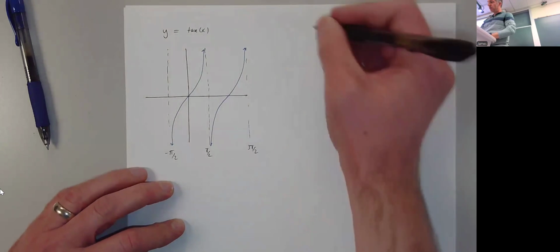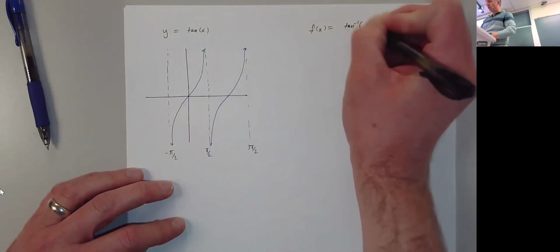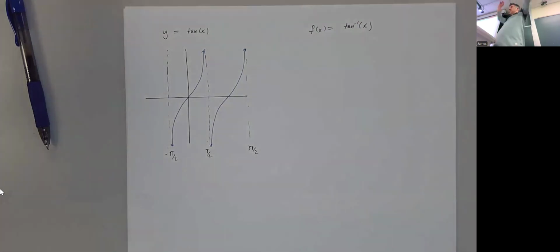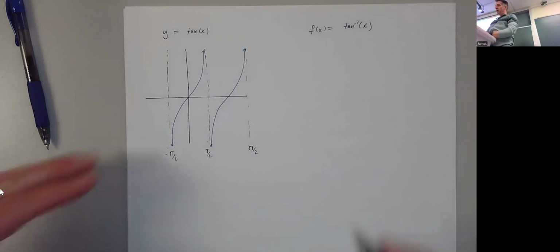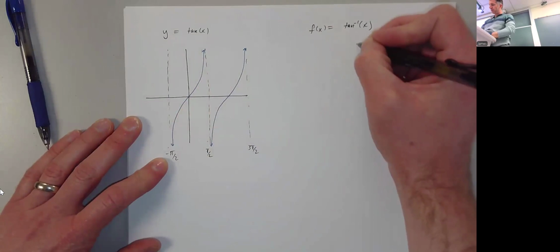To graph the inverse, just like every other time, I'm going to take one domain that is 1 to 1. Now, there's lots of choices we could make, but the best choice, the choice everyone made, is to go from negative pi over 2 to pi over 2. That is the standard choice. We don't want to split up our graph in the middle in some strange way. So we're going to limit ourselves to this, and then we're going to invert it.